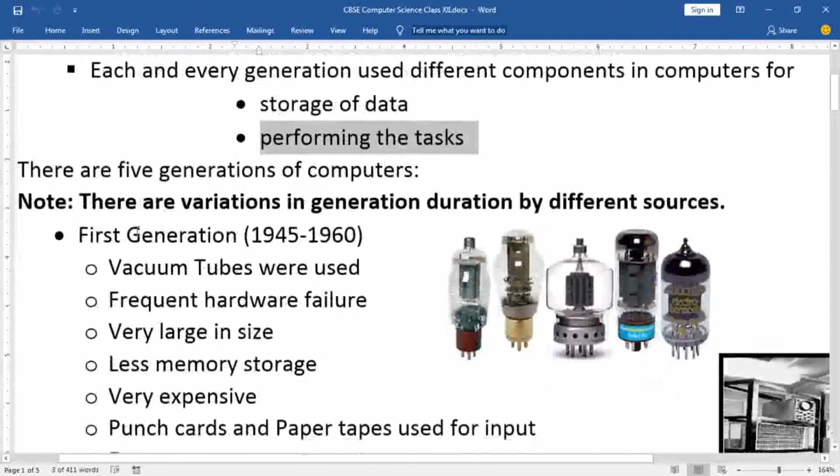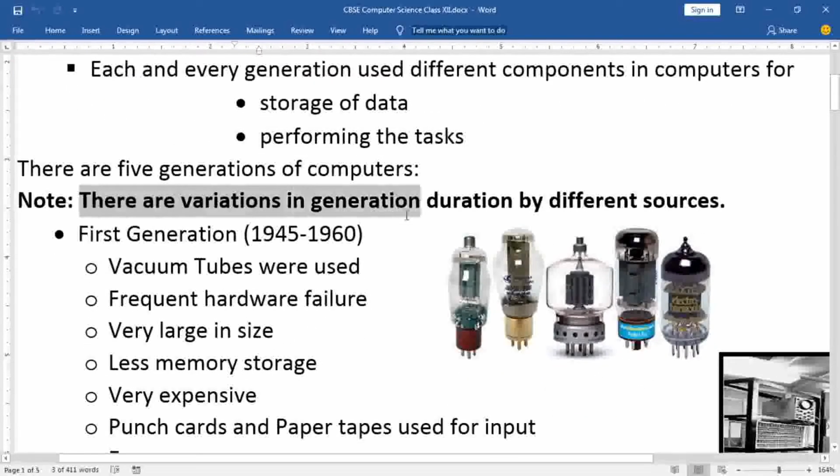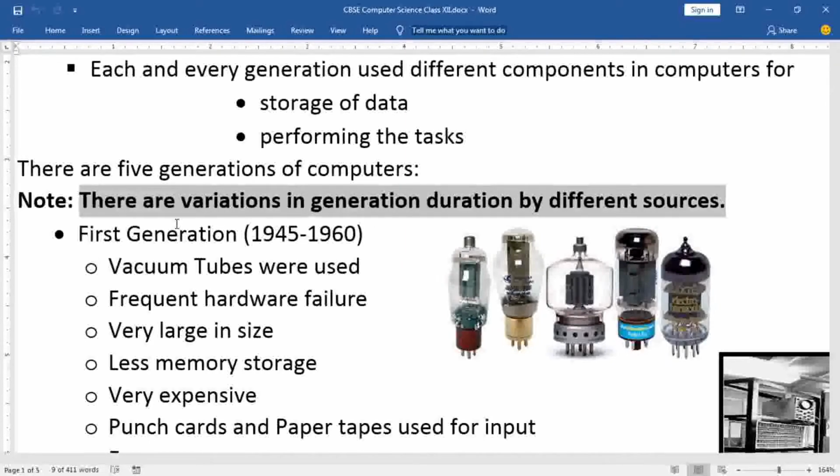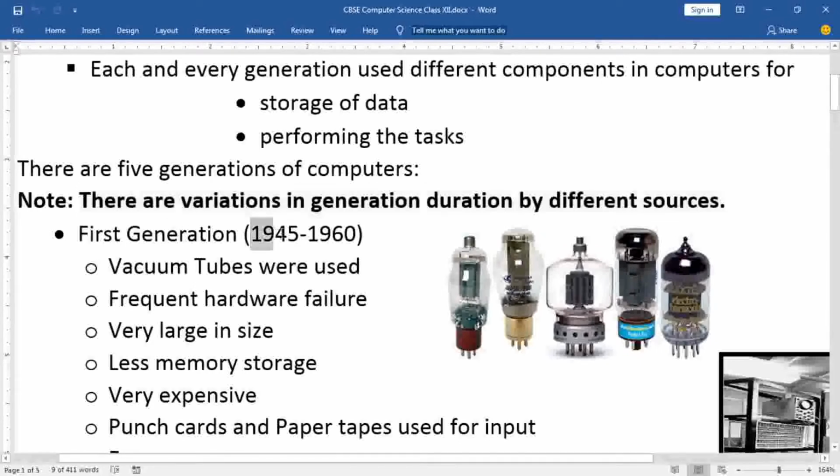and I have seen that different sources mention different timing or different duration for each generation. So I have considered the generation durations according to various sources, and whatever was common, I have written here. Otherwise you can search on the internet, and you will get different durations for each generation. So let me begin with the first generation.